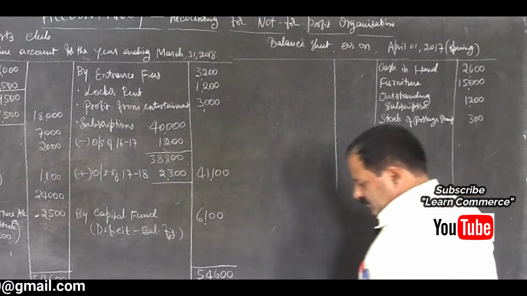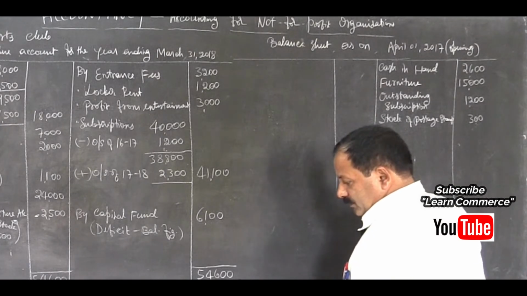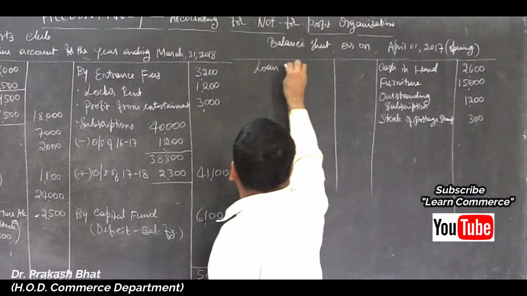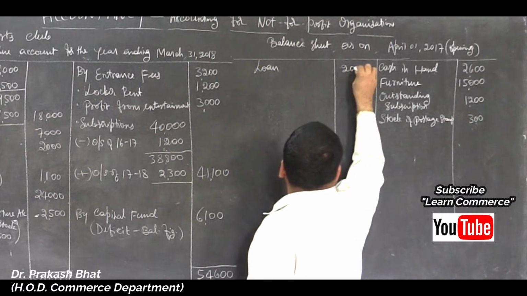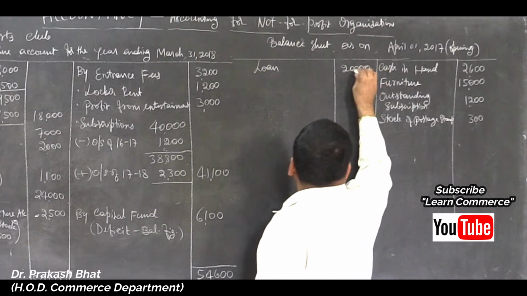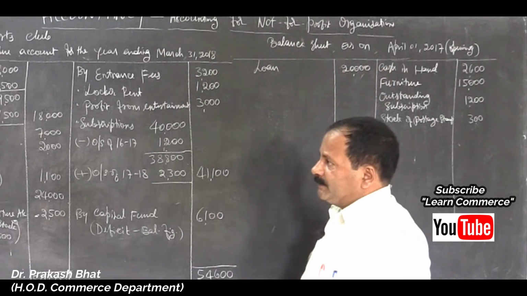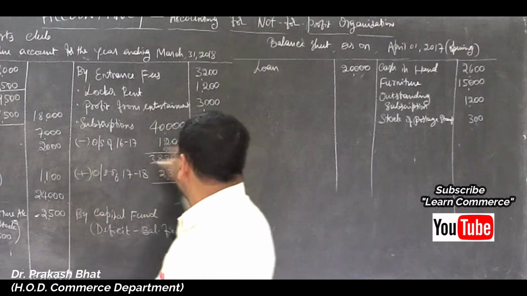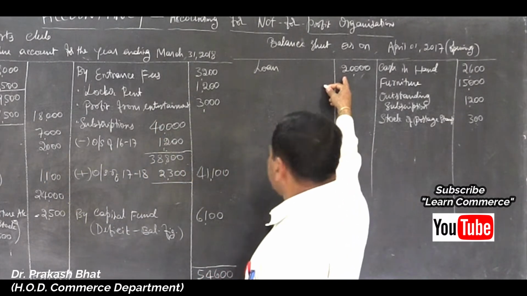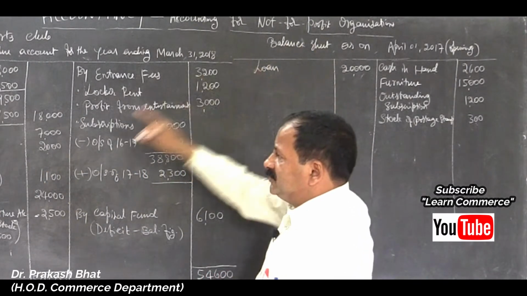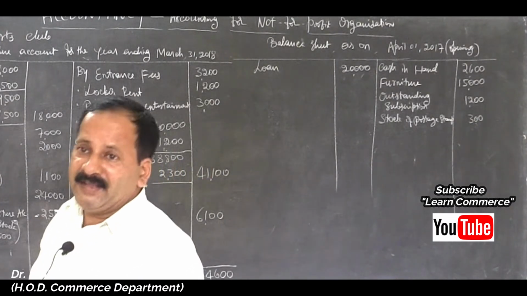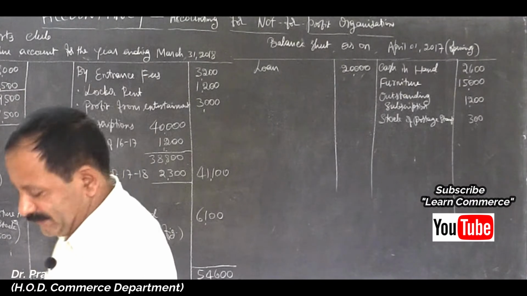Then capital, then loan is there, borrowed a loan, right? 20,000. Interest received 2,000 at the rate of 10% is given, isn't it? 20,000 loan, 10% means 2,000. We have received entire interest. There is no pending interest. There is no outstanding interest, correct?